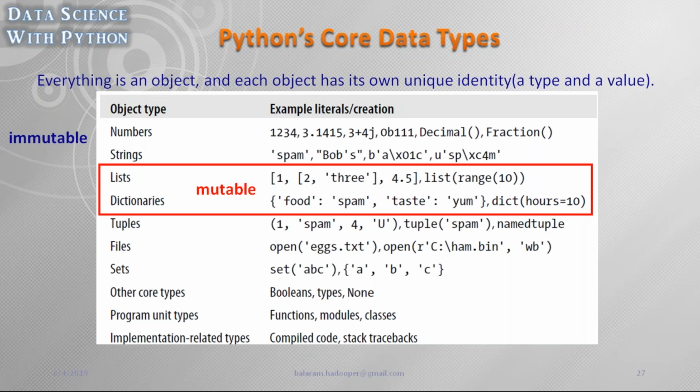Within this, some are mutable. Mutable means we can change the data, and the others are immutable, meaning that we cannot change the data for them. I will explain you one by one, don't worry. Numeric data, string data, everything I will explain.